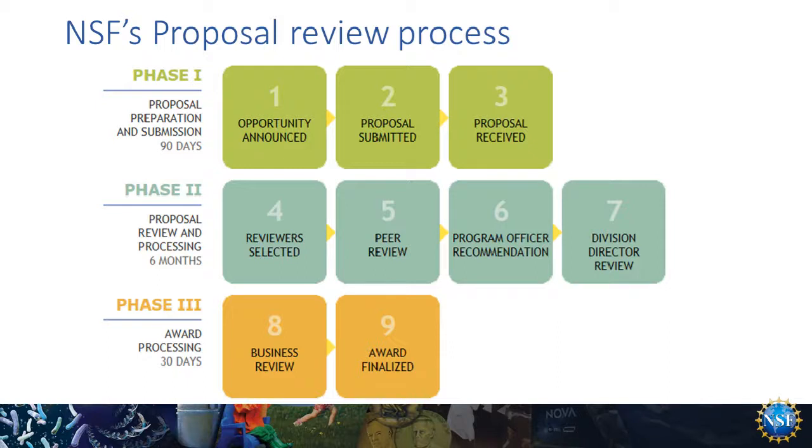So we announce our opportunities at least 90 days before any published deadline. The program solicitation, NSF 19-601, was actually released last September, 3 months before our December deadline, and it will be in effect for at least another couple of years. You then have a fair amount of time to prepare a proposal and submit it to the relevant deadlines.